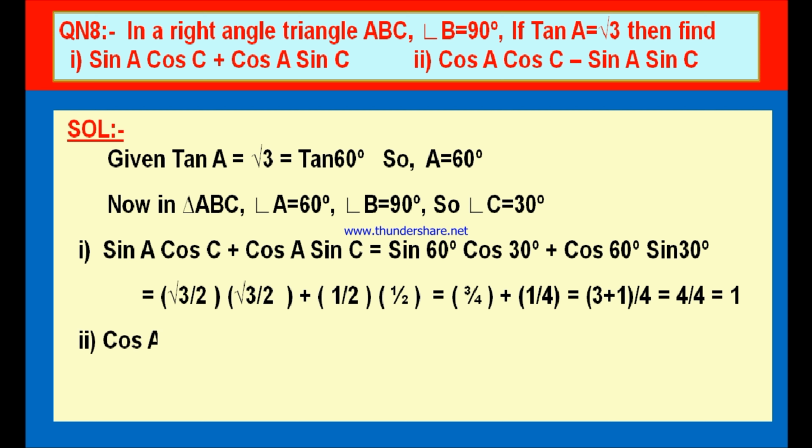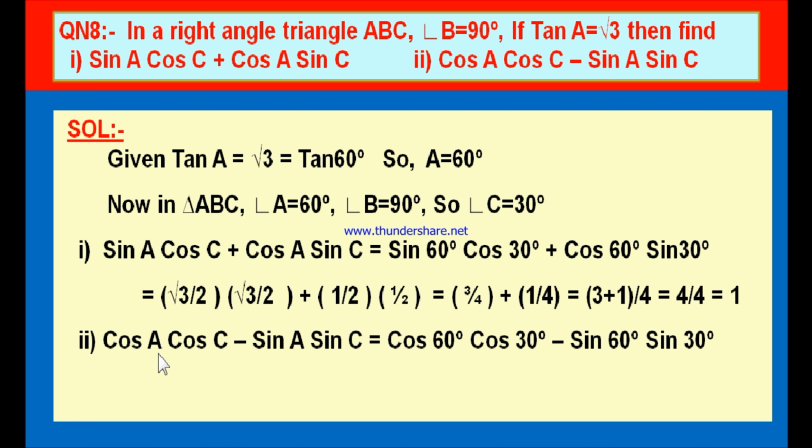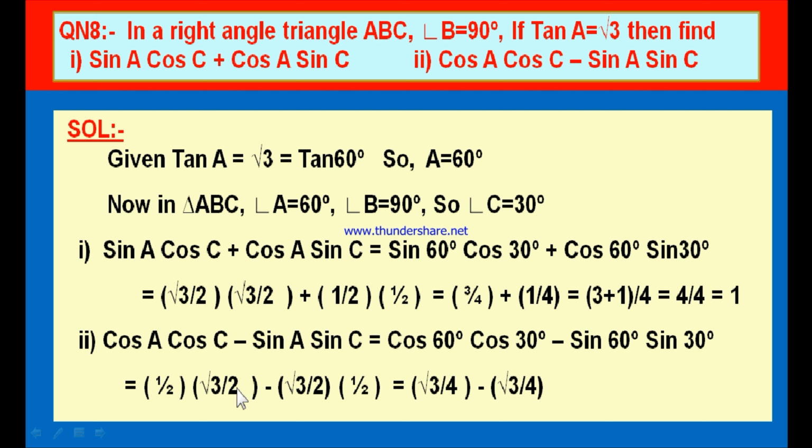Now look at the second bit. Cos A cos C minus sin A sin C. Again substitute A is equal to 60 degrees and C is equal to 30 degrees. Then this question may become cos 60 degrees cos 30 degrees minus sin A sin C, means sin 60 degrees into sin 30 degrees. Substitute the values now again from the table. Cos 60 degrees is 1 by 2 into cos 30 is root 3 by 2, minus sin 60 degrees is root 3 by 2 into sin 30 degrees is 1 by 2.